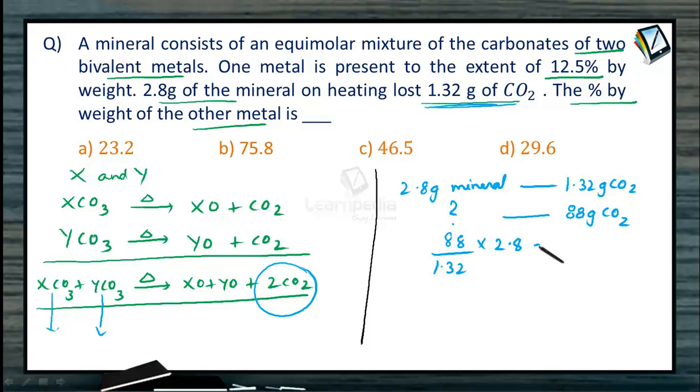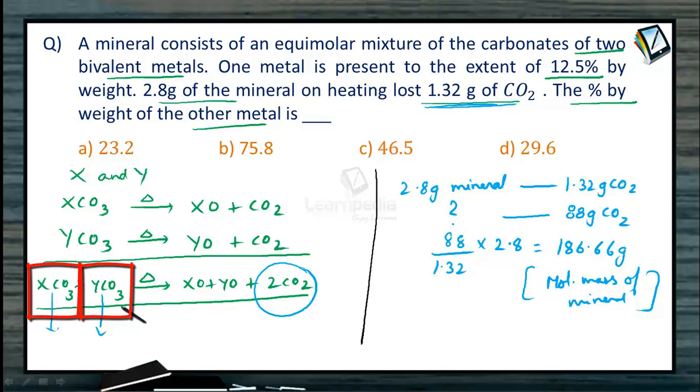We get this value as equal to 186.66. And what is this? This is nothing but the molecular mass, or the gram molecular mass, of the mixture or the mineral. Because this mineral consists of an equimolar mixture of these two components. So in order to get 2 moles of carbon dioxide, definitely we require 1 mole of this one and 1 mole of this one. So totally this becomes the molecular mass of the mixture, that is 186.66.